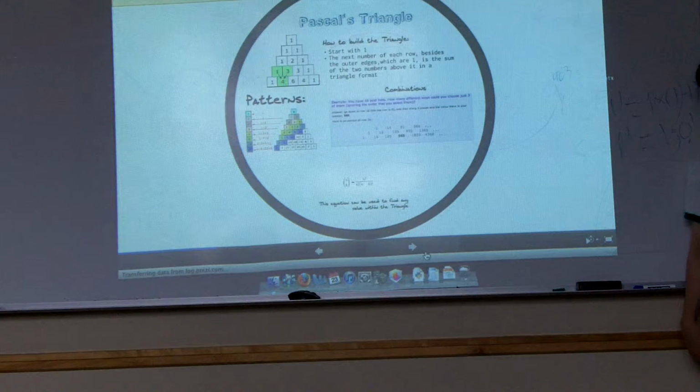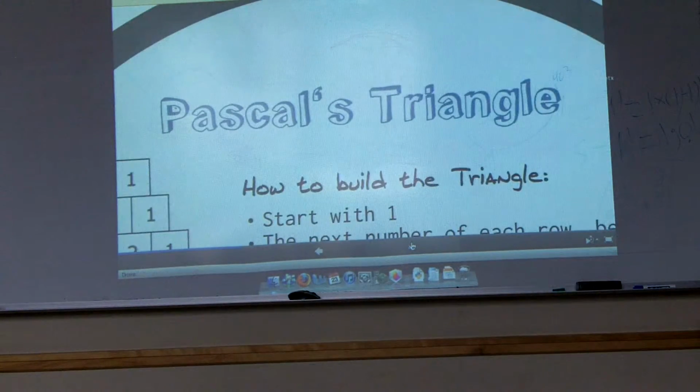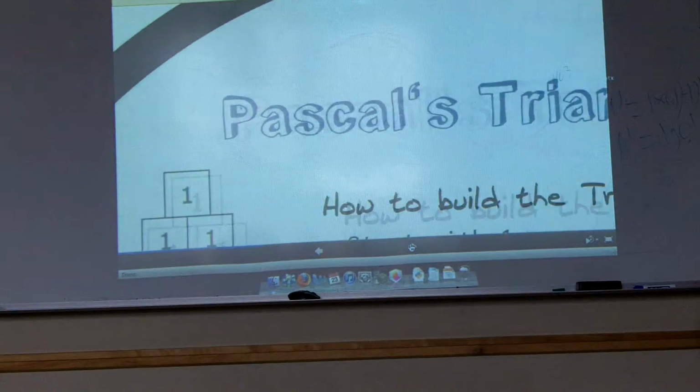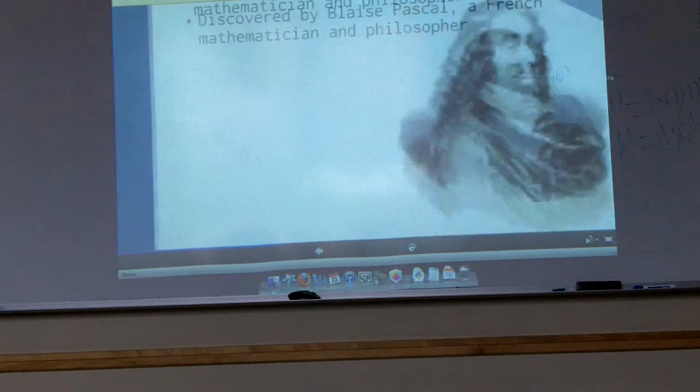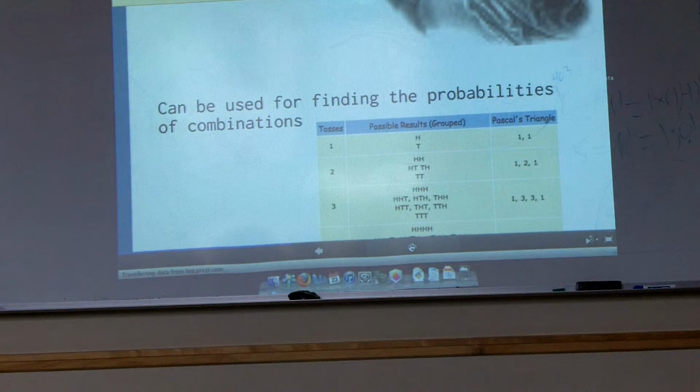Another thing that factorials are used for is Pascal's triangle, which I believe we talked about a couple of days ago. I guess I'll just do a little review. It was discovered by a French mathematician and philosopher named Blaise Pascal. And Pascal's triangle can also be used for finding the probabilities of combinations. And here's a little chart here.